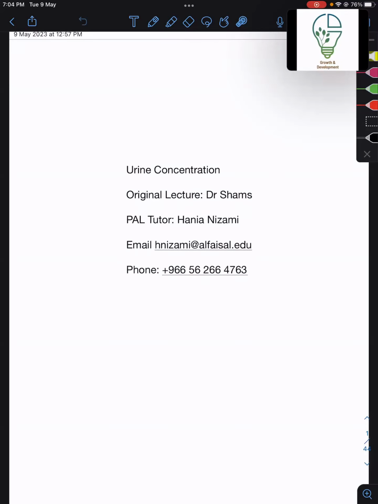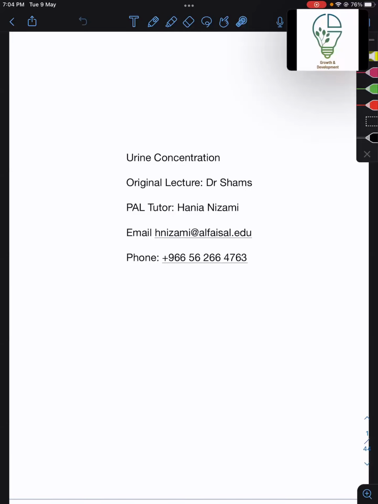Okay, so let's get started. Hi guys, I'm Hania Nizami. I'm going to be explaining the urine concentration portion of this lecture. So I'm not going to be doing the whole thing. I believe the second half of this is going to be done by a different tutor, but up until around slide 14, I'm going to be explaining.